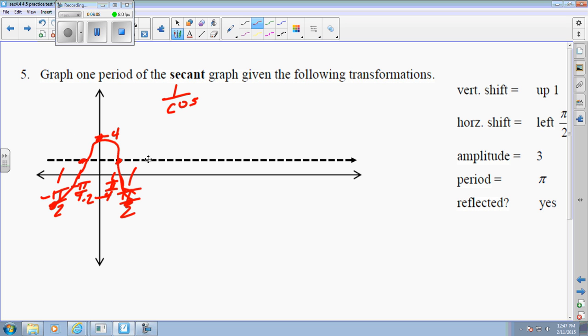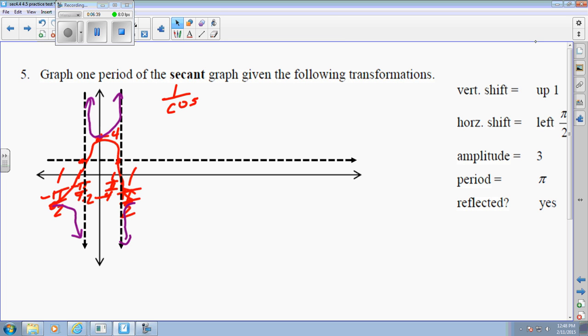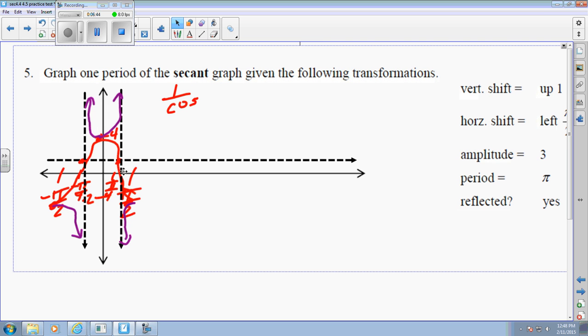And anytime it goes through here, we're going to get a vertical asymptote. So I'm going to put a vertical asymptote at -pi/4 and at +pi/4. And from there, we know that our secant is going to be the reciprocal of the cosine. So we're going up there, and down here, we're going to go next to the asymptote on that side and next to the asymptote on that side. I think maybe my asymptote is just a little bit too far over. There we go.